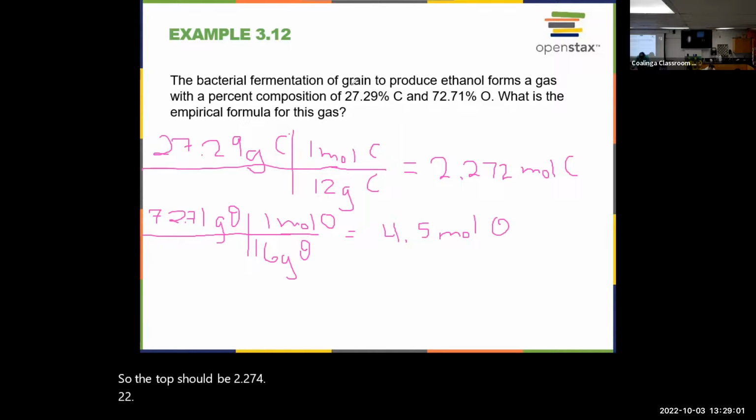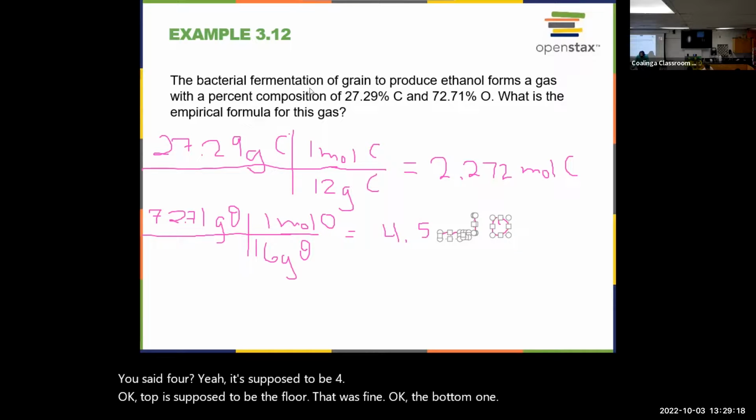Okay, and then the bottom. It's supposed to be 4. Yeah. On the top, 4.544. Okay, top is supposed to be a 4. No, that's fine. That one's fine. Okay, bottom one, 0.544. 4.